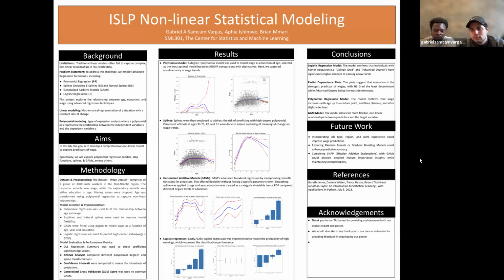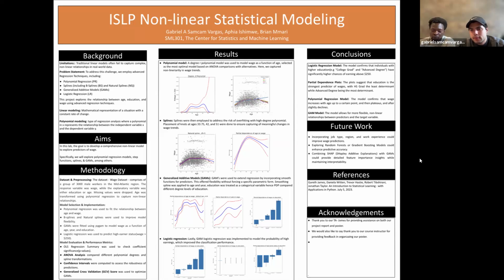So what are the conclusions? The first conclusion is that logistic regression models helped us determine what kind of education helps people earn high wages. As we noted before, people with advanced degrees and college grads tend to earn higher, while people with high school education tend to earn lower. Partial dependence plots also tell us that education is the strongest predictor of wages. So education is strongly correlated with people's wages.